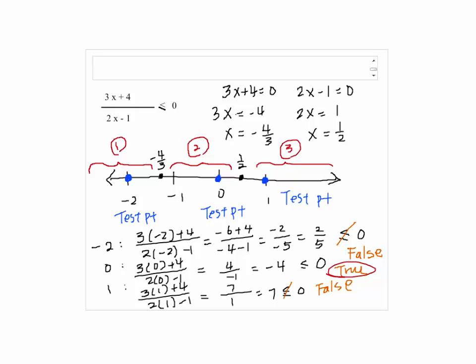So our answer falls within the second interval. So our answer will be from negative 4/3 to 1/2, but 1/2 should not be included because that will make the expression undefined.